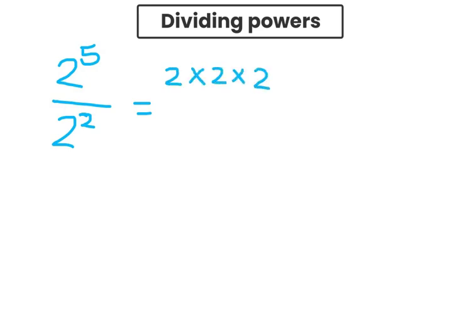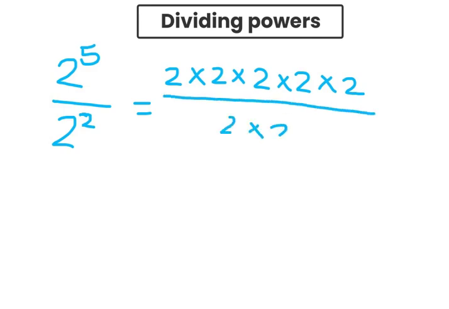So what happens when we divide powers that have the same base? For example, 2 to the power of 5 divided by 2 to the power of 2. Well, similar to what we did in the previous video, let's expand each of these powers. So 2 to the power of 5 is the same as 2 times 2 times 2 times 2 times 2. And 2 to the power of 2 is the same as 2 times 2, right?